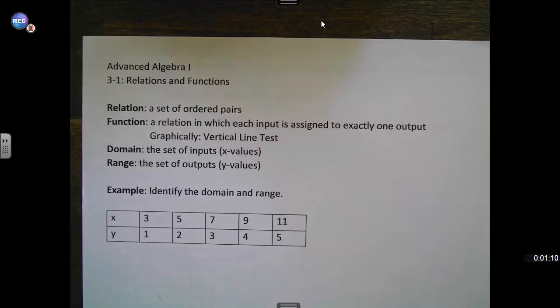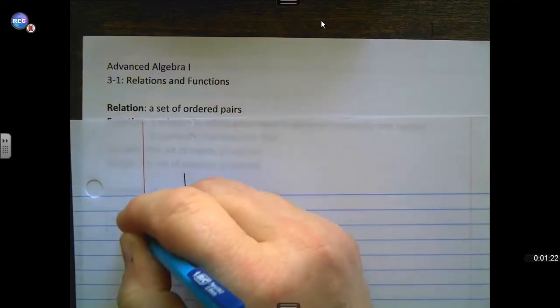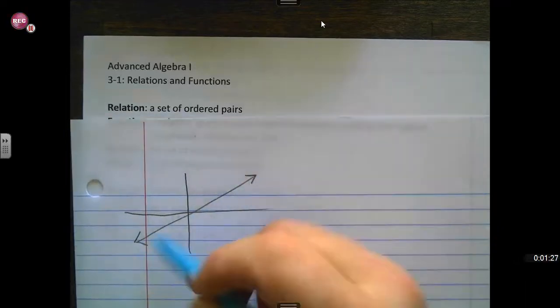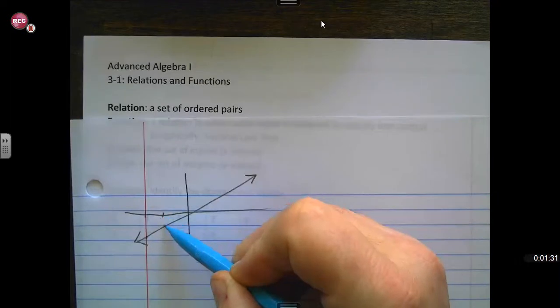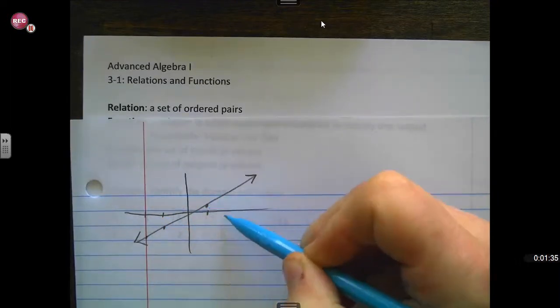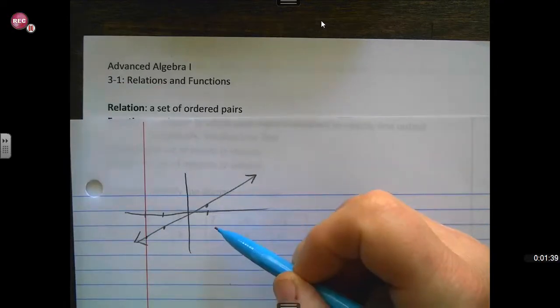y value. And so I'm going to bring in another piece of paper here and show you what I mean by that. So we've been graphing lines, and if we look at the graph of a line, for every x value, this x value has a y value. This x value has a y value. This x value has a y value. For every x value, there's only one y value.